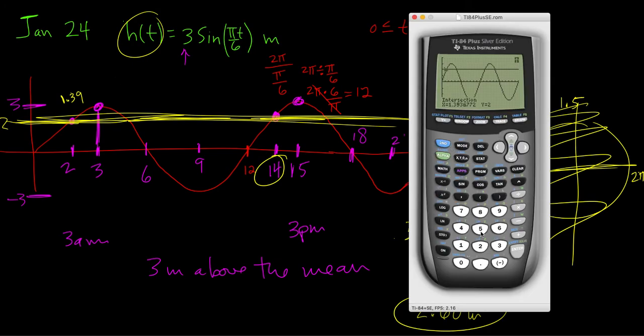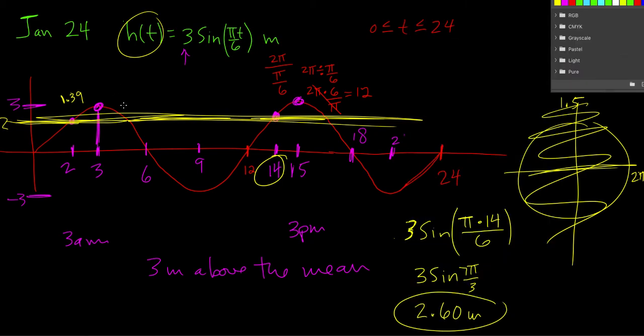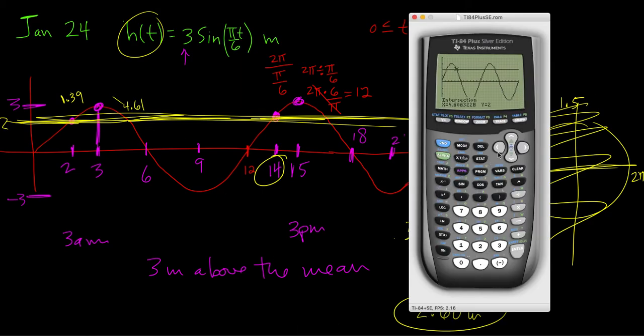Go back to the calculator, do it again. Second, calc, then hit the number 5 for intersect. 2 clicks because we only have 2 curves. And then click right there. And 4.61. Okay, go back. Second, calc, 5 for intersect. 2 clicks. Move to the next spot. Click. 13.4.